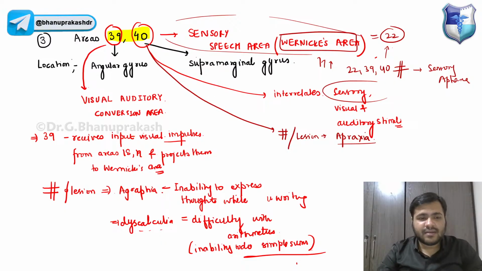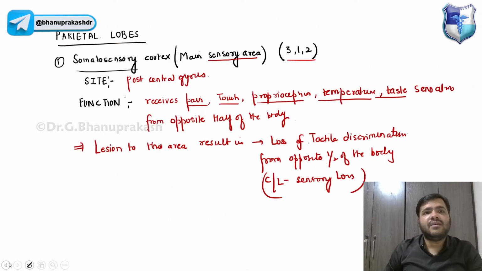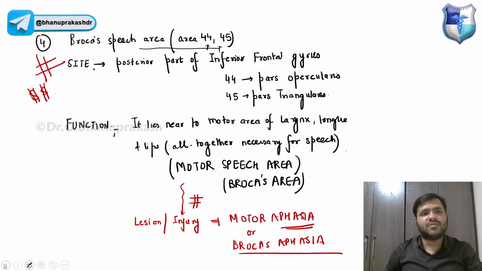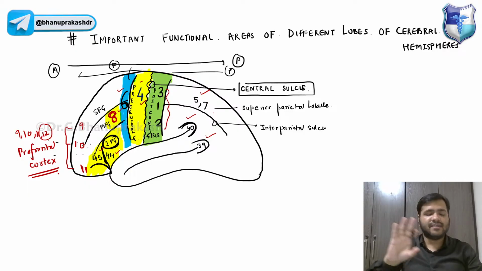So that is about the parietal lobe. In the parietal lobe, we have discussed 39 and 40, areas number 5 and 7, and in the post-central gyrus 3, 1 and 2. So I hope this is clear to each one of you. Just give me a thumbs up in the chat box if this is clear. That is all the areas in the parietal lobe.